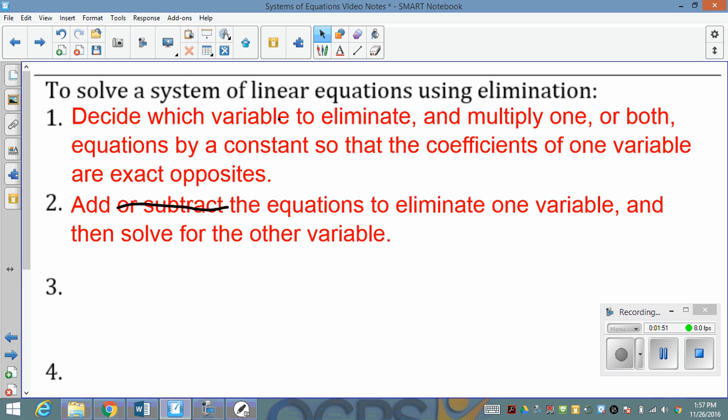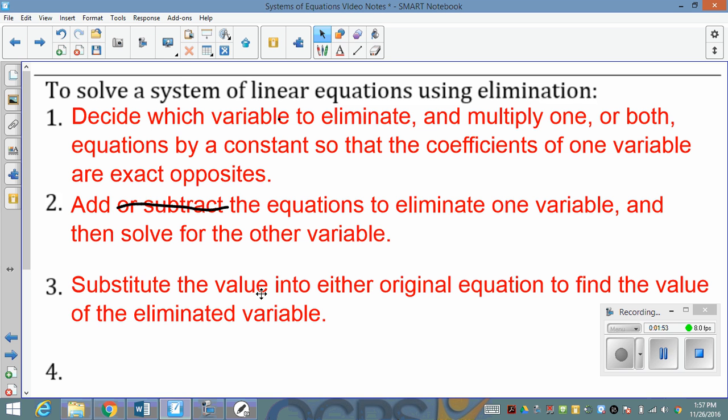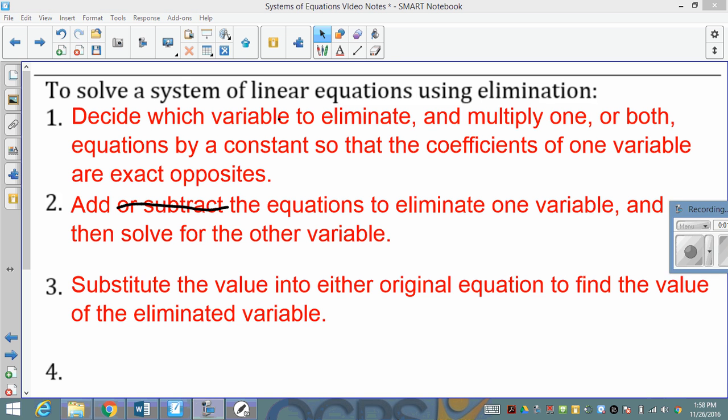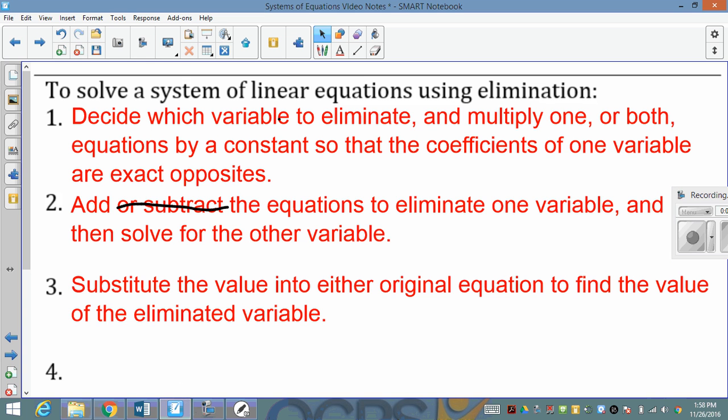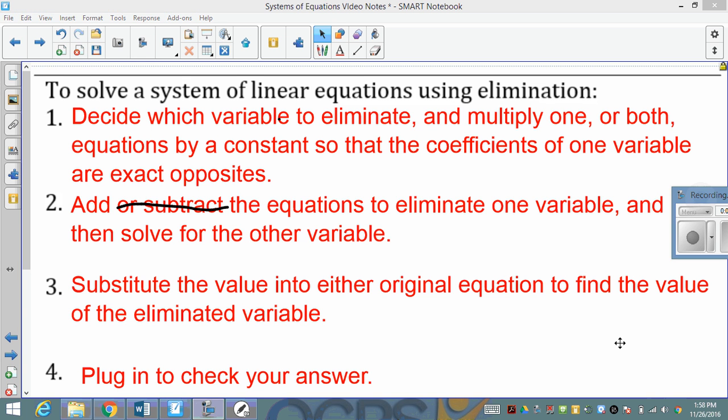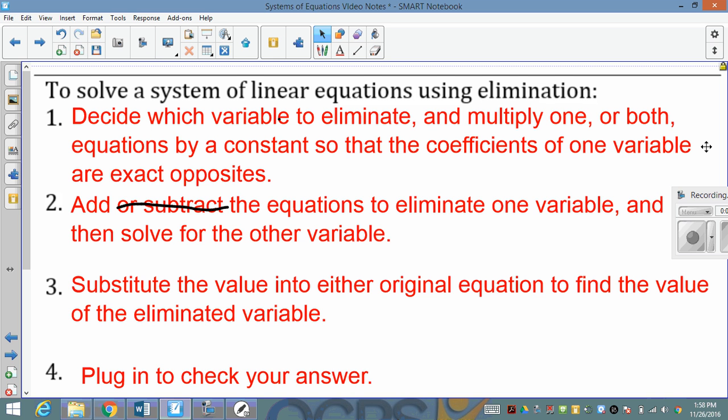Once we have done that, we are going to substitute the value into either original equation and find the value of the eliminated variable. And as always, we're going to plug in to check our answer. Pause here if you need to in order to continue writing down our steps. I am going to move forward and take a look at our two examples.